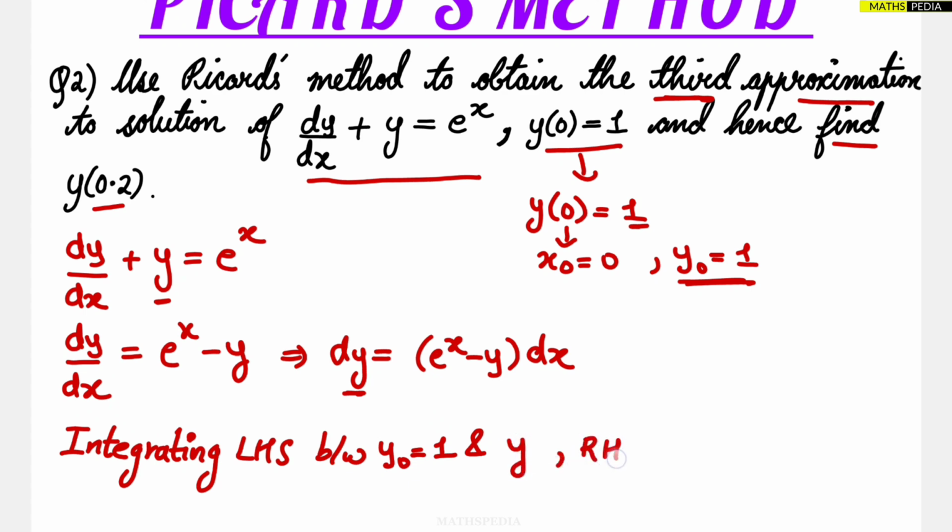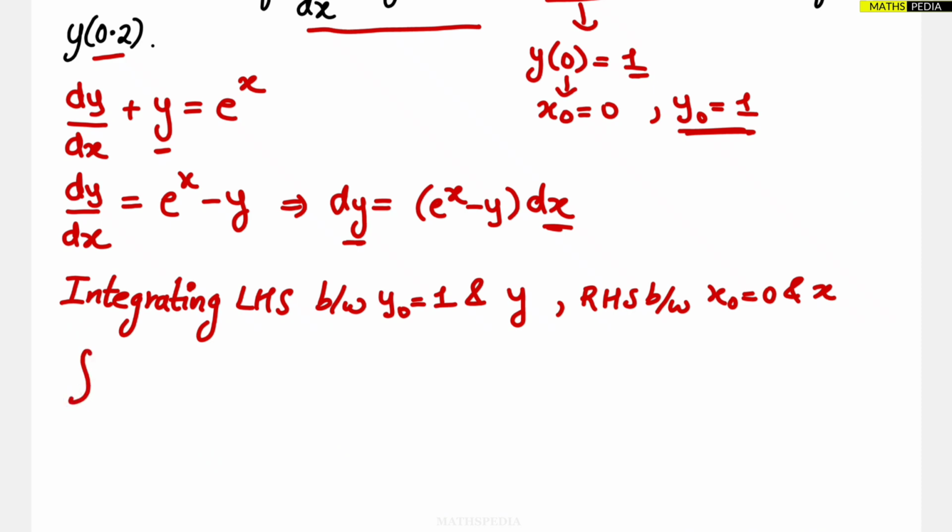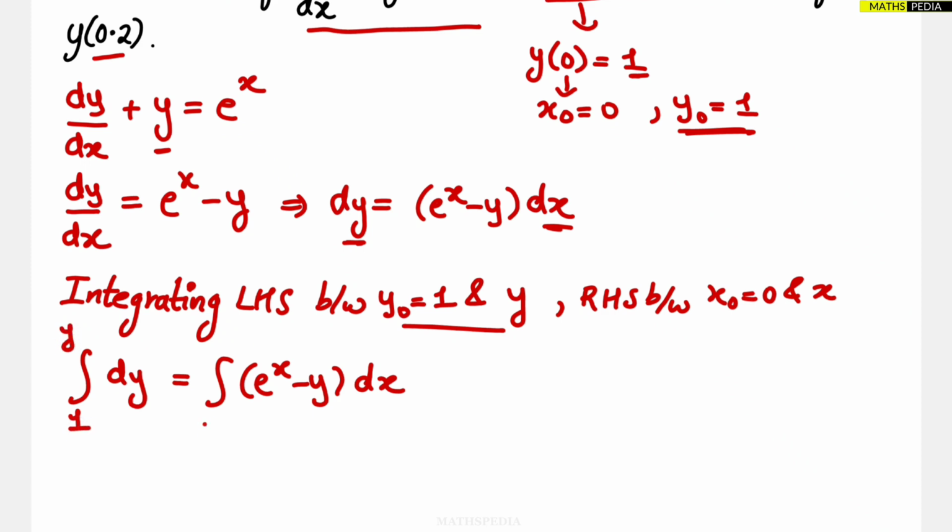Next, RHS will be between limits. On the RHS we know dx is there, so x limits will come: x naught, which is 0, and the upper limit will be x. So our equation becomes integration of dy on the LHS, and on the RHS integration of e power x minus y dx. For the LHS, the lower limit will be y naught, which is 1, and the upper limit will be y. Here the lower limit is 0, upper limit x. Okay, this you have to remember.